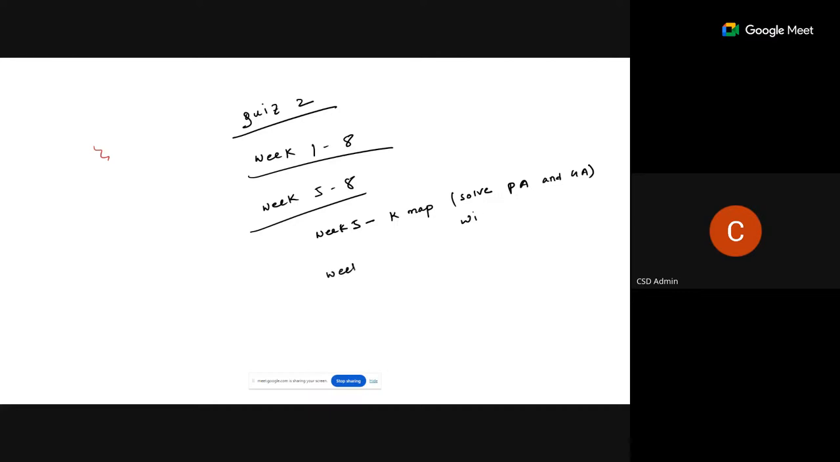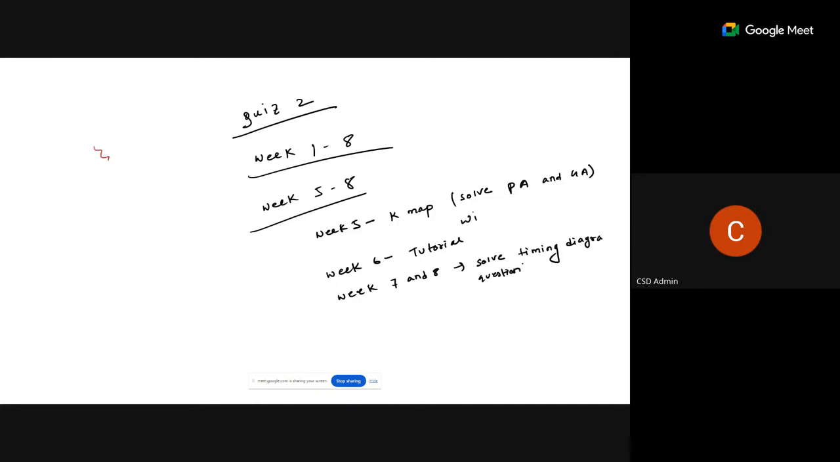For week 6, I think only the tutorial is there, right? Yes. And then weeks 7 and 8. I suggest you solve all the timing diagram questions. One timing diagram question will be there.